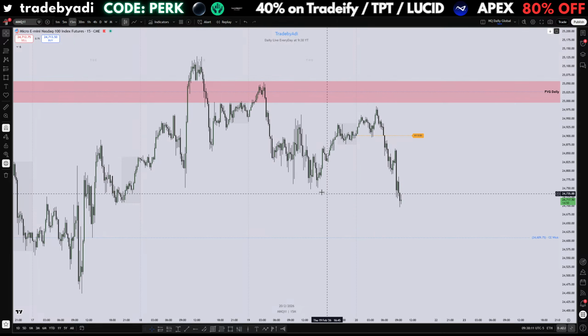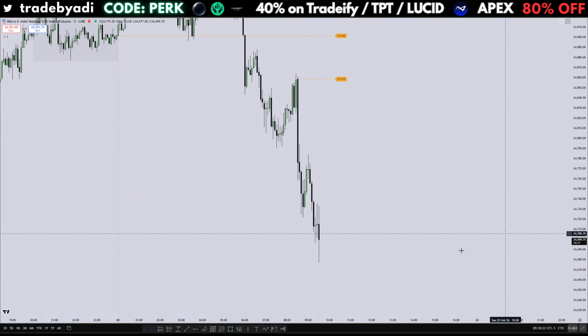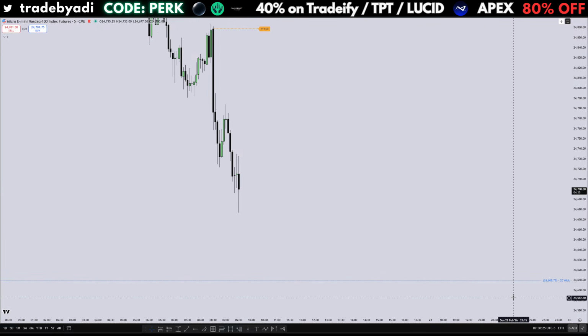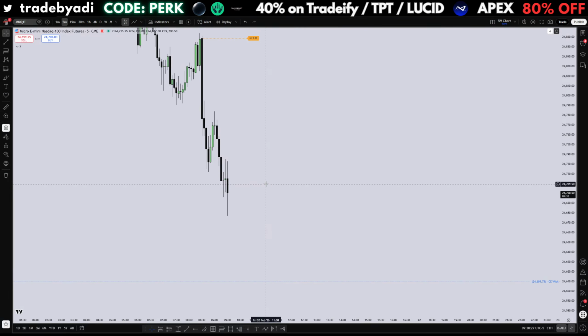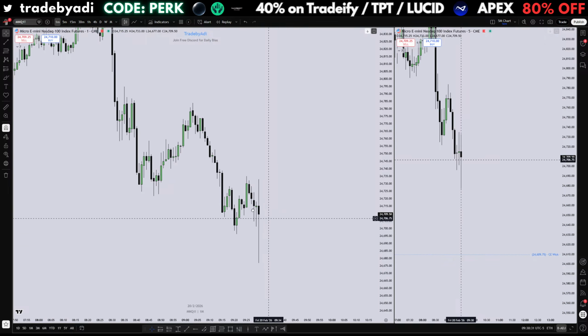And we also had a market structure shift over here after running a stop run. So this is the dealing range. Our target should be this low and this low. This one will be the short term target, this low, this week, the daily, weekly CE.